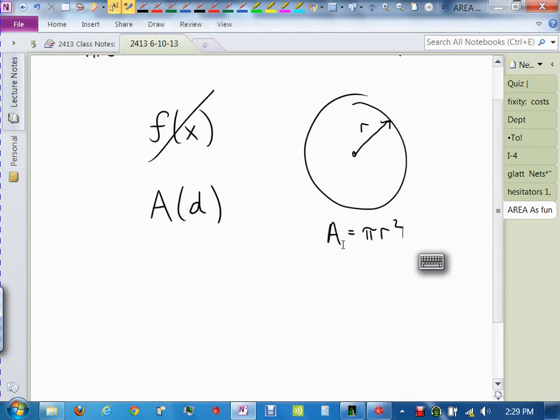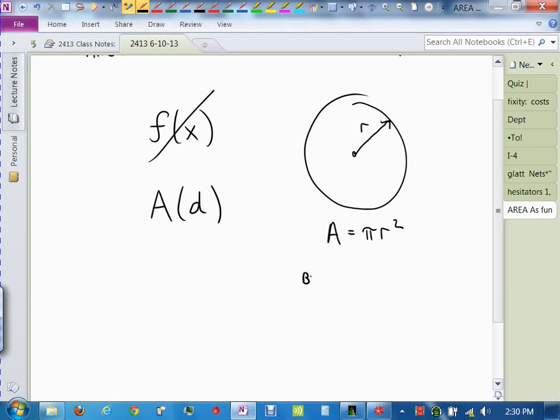Isn't this equation giving you a relationship between the area and the radius? You give me the radius, I give you area. That's not what I want, though. I give you diameter, you give me area. So what could you do here to this formula to make it in terms of diameter instead of radius? Yeah, you need to know the relationship between the radius and diameter, right?